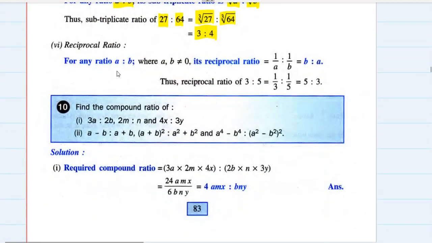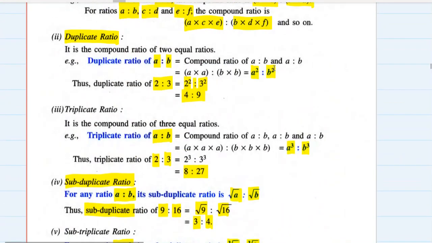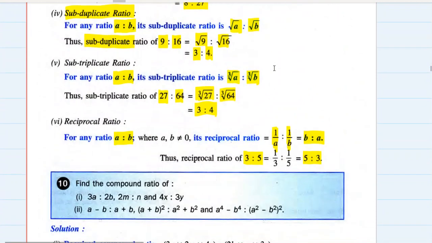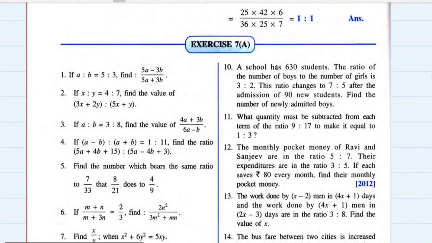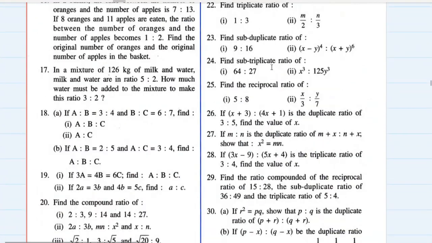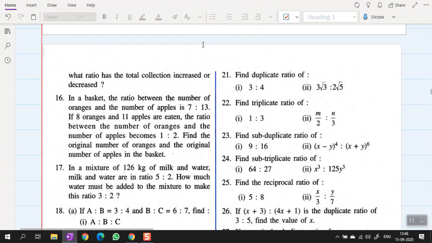Then comes reciprocal ratio. For any ratio A is to B, the reciprocal ratio is 1 upon A is to 1 upon B, that is B is to A. If you just reverse it, you get the reciprocal ratio. So reciprocal ratio of 3 is to 5 is 5 is to 3. So you studied 6 different types of compositions of ratio. These compositions will be useful ahead in the chapter. Also in this part, we have got two more questions and then we have got exercise 7a. So we'll end our video, and in the next video we are going to start with proportion.